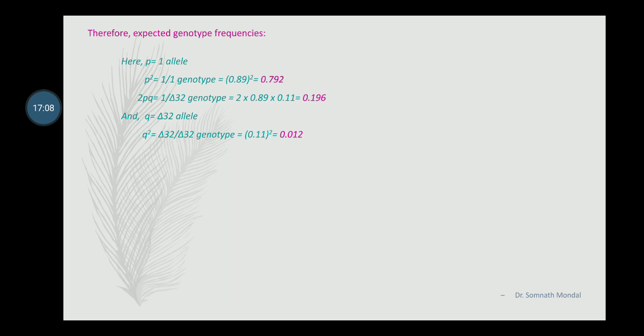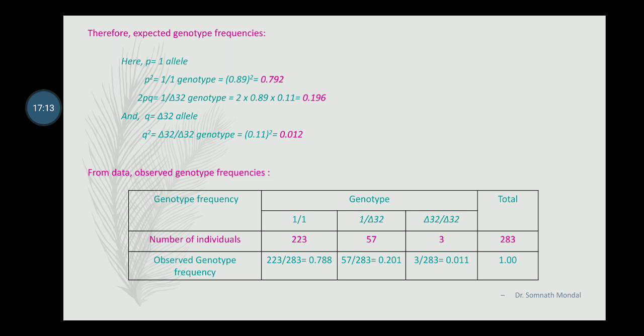Now what are the observed genotypic frequencies? Let's calculate like before. Genotype frequency. So 223 out of 283 are wild type. Therefore the frequency is 223 divided by 283 equal to 0.788. Similarly, heterozygous and homozygous recessive frequencies were also calculated, that is 0.201 and 0.011 respectively.